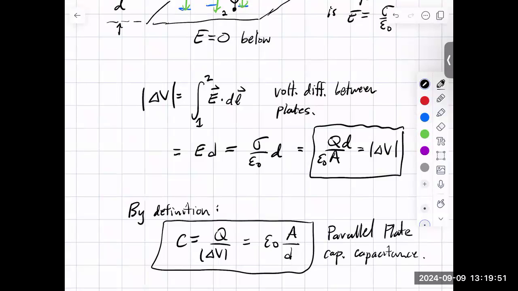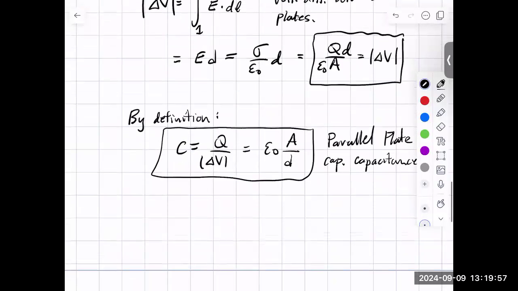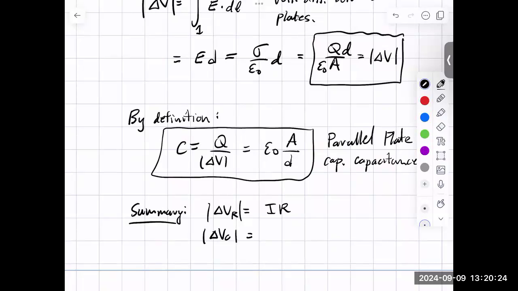All right. What I want to do is collect some results here. Let's do a little two-line summary of what we know. The voltage difference across a resistor is I times R. Okay, we'll put an absolute value sign. Let's just not worry about signs right now. Now, the voltage difference across a capacitor is going to be, well, let's see, delta V, bring it over here, divide by C. So it's Q divided by C.